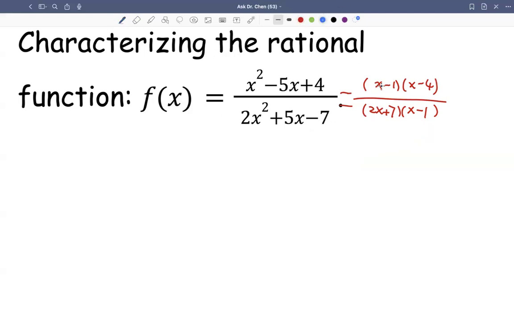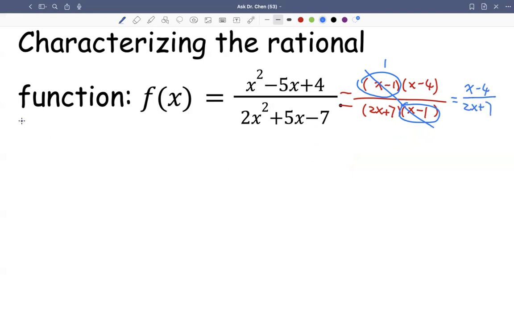Okay, so do we have a common factor? Yes, we have x minus 1 in the numerator and in the denominator. They divide to become 1. So the function can be simplified as x minus 4 over 2x plus 7.